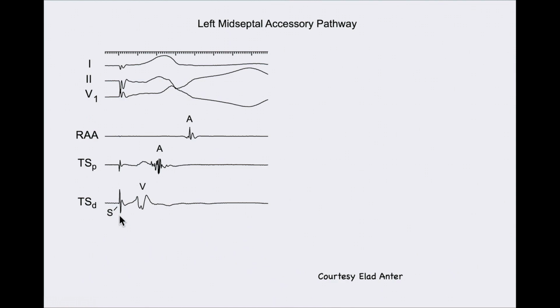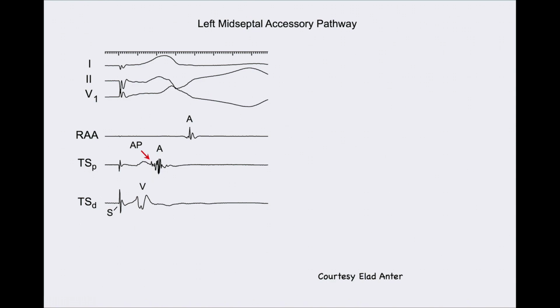Here's the left ventricular pacing stimulus here. And you can see this is the proximal bipolar, distal bipolar electrogram on the ablation catheter. And you can see that the distal bipolar electrogram is in the ventricle, and that the proximal electrogram is in the atrium. And here you see a retrograde accessory pathway activation potential.